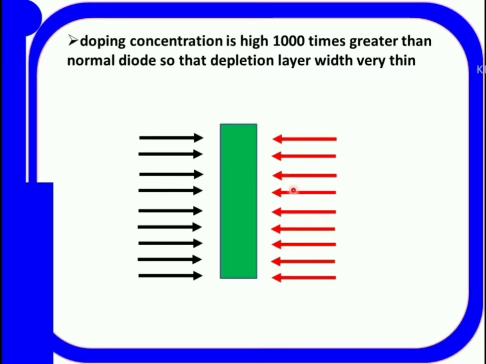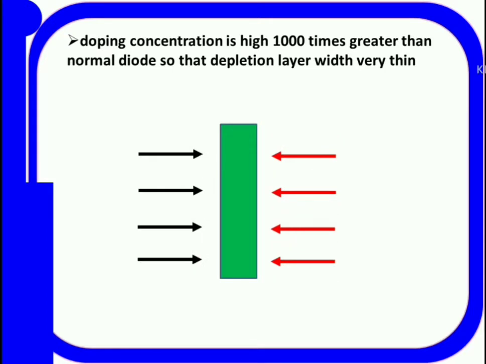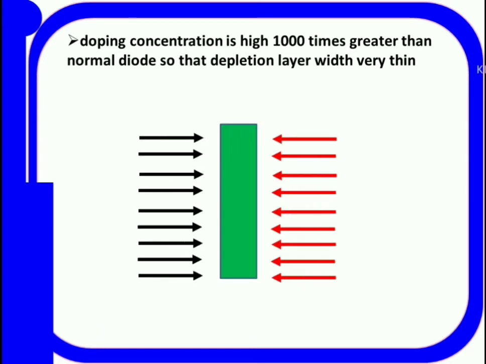Now in the first case, if there are 4 people, how much effect will there be on that wall? And if there are 40 people, how much effect will there be on the wall? So in the second case, if there are more and more charged carriers, then the wall, that means the depletion layer, is affected more, right? That's why the depletion layer width reduces. So if a PN junction diode is doped with high concentration, then the depletion layer width reduces.